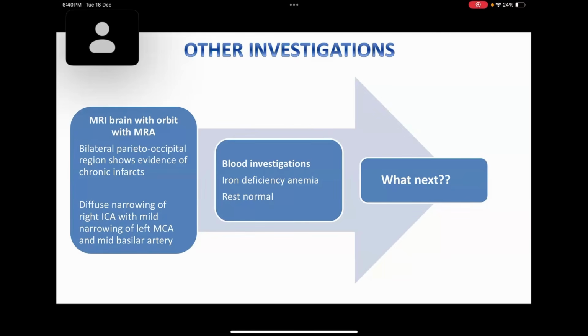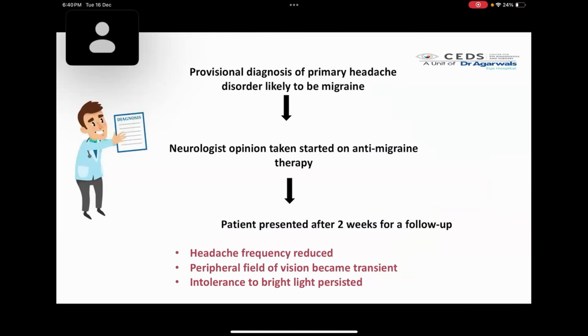Along with the MRI, I got her overall blood investigations. She was diagnosed to have iron deficiency anemia. However, she's intolerant to oral iron supplements. Then what next? I thought I was dealing with a primary headache disorder. So I went ahead and spoke to a neurologist. I referred the patient to a neurologist, and she was put on a combination of magnesium, riboflavin, along with amitriptyline.